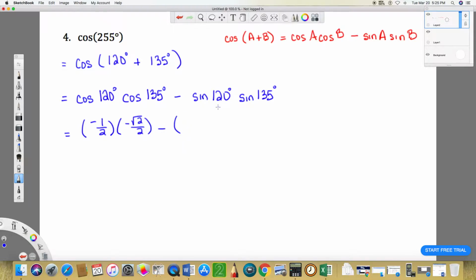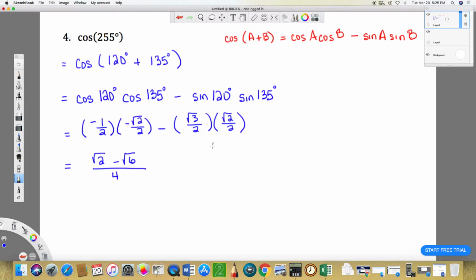The y-coordinate of 120 is radical 3 over 2. Now it should be positive because it's in quadrant 2, and it agrees with the y-coordinate and sine sign. And the sine of 135, this is radical 2 over 2, and it should be positive as well. All right, so we multiply these together, and negative times the negative is positive. So we have radical 2 minus radical 6 over 4.